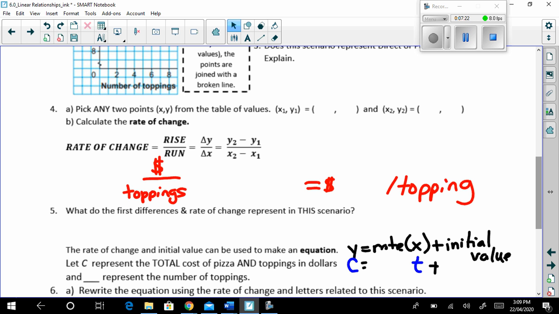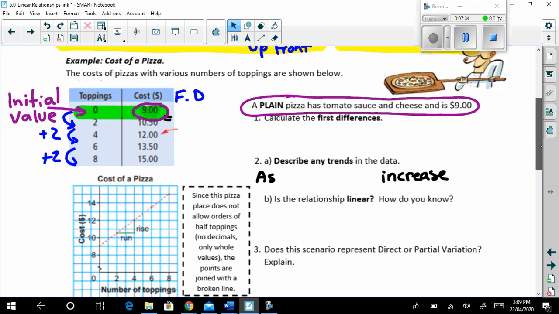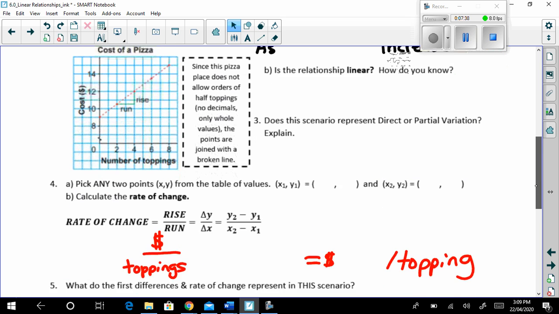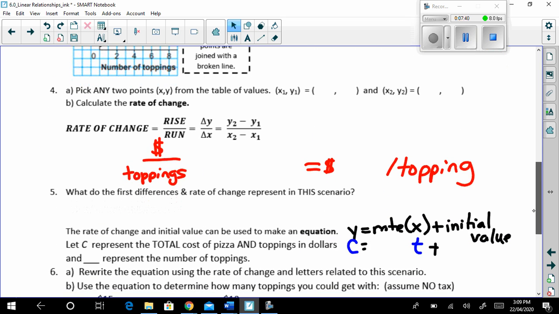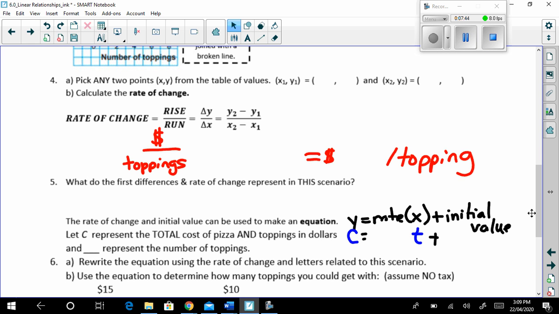Okay, question 5. What do the first differences and the rate of change represent in this scenario? This is that question, if you haven't already talked about how the table of values increased by 2, for the toppings going up by 2, this is a good place where you could talk about what that implies. And when we mean for this scenario, you're going to want to be very specific about the pizza, the cost, the toppings, that kind of stuff, okay?